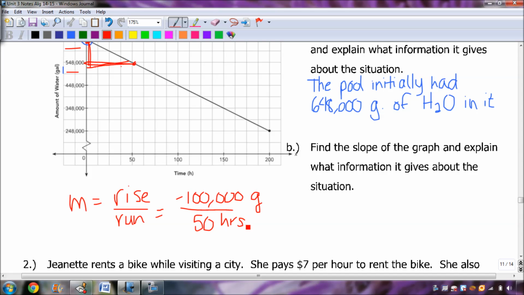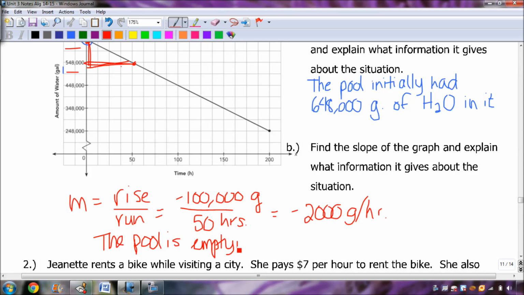You are required to label your units for slope when you are solving a real-world problem, because it's crucial that you understand what the slope even means, okay? So then when you divide it all out, you'll end up getting -2,000 gallons per hour. Well, what does that mean? It means the pool is emptying at a rate of 2,000 gallons per hour. Now, notice how I did not say -2,000 gallons per hour, because emptying implies the negative.